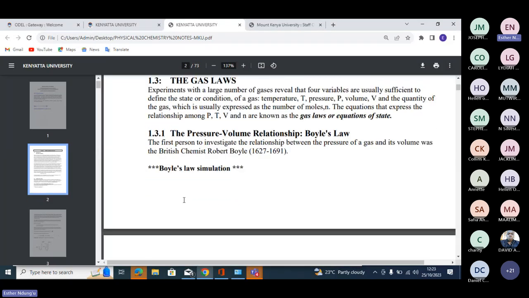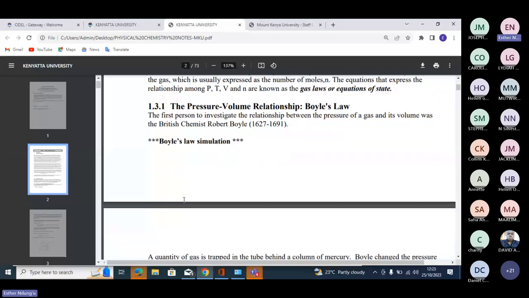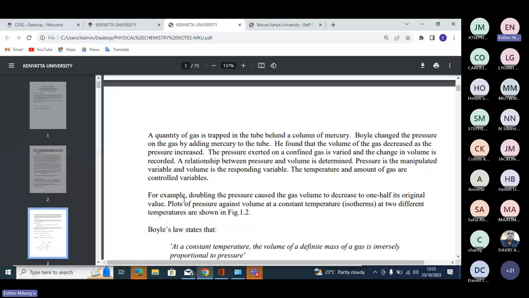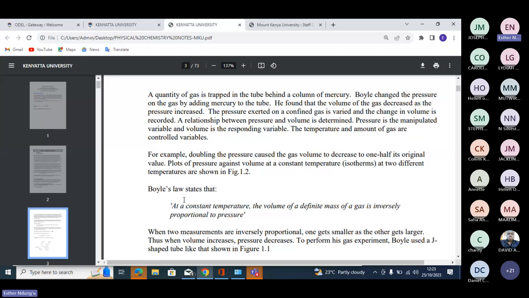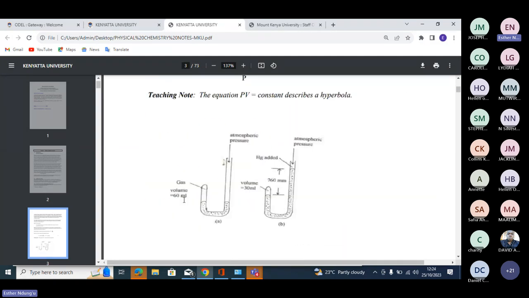Let's look at the first gas law, which tells us the relationship between pressure and volume. That is Boyle's law. The first person to investigate the relationship between the pressure of a gas and its volume is Robert Boyle. In Boyle's law, a quantity of gas is trapped in a tube behind a column of mercury. Let me show you the experiment. This is the experiment that he performed.